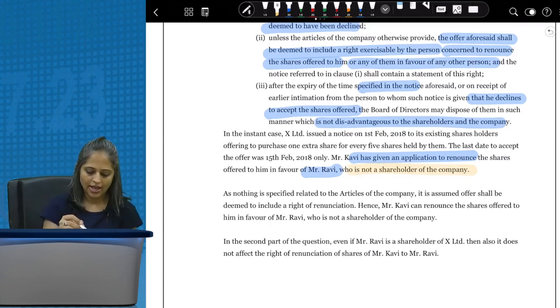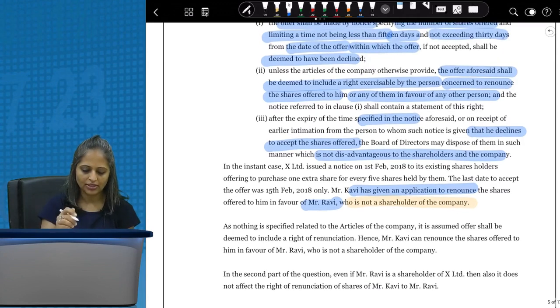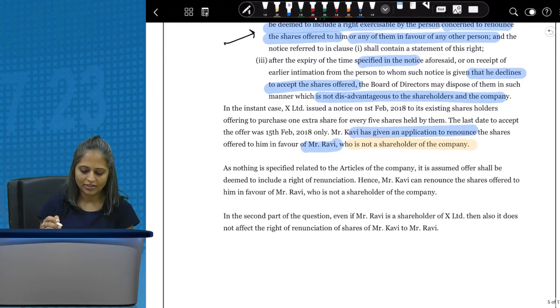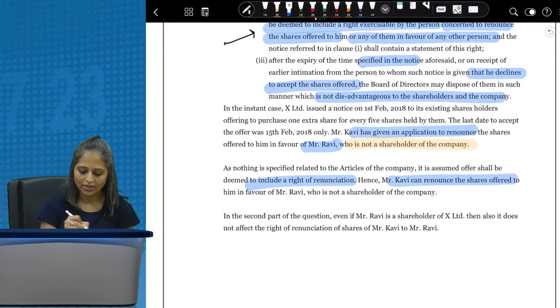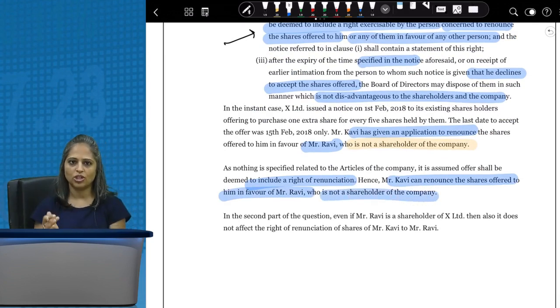If nothing is specified in the articles of association, we see point number 2, which we have discussed here. If nothing is specified, it is assumed that the offer shall include a right of renunciation. Hence, Mr. Kavi can renounce the shares offered to him in favor of Ravi, who is not a shareholder of the company. So if the articles restrict it, you cannot renounce, but otherwise you can renounce it in favor of any other person, who may or may not be a shareholder of the company.